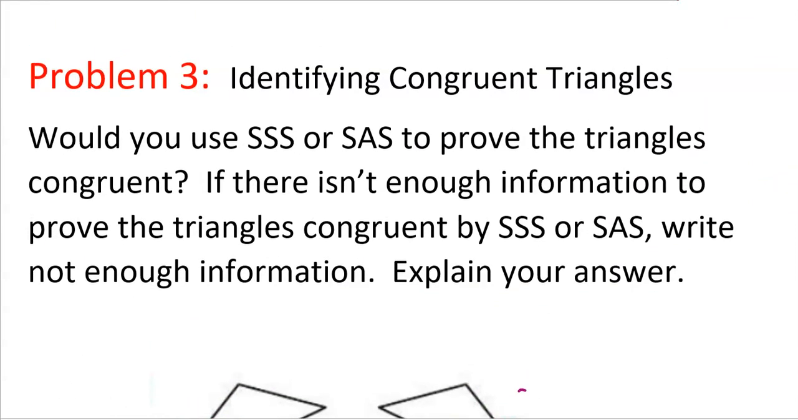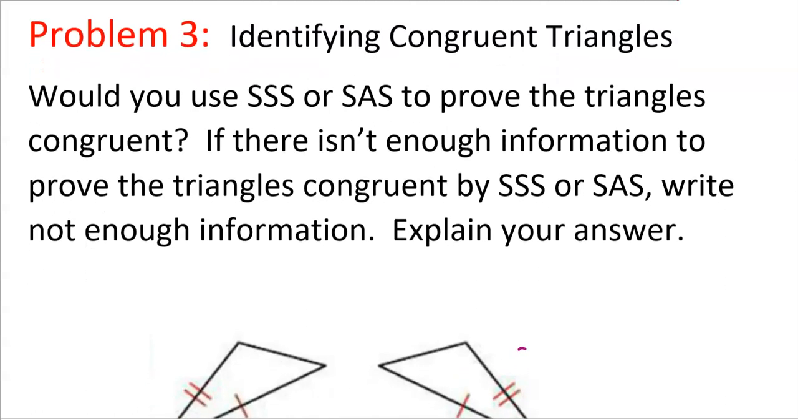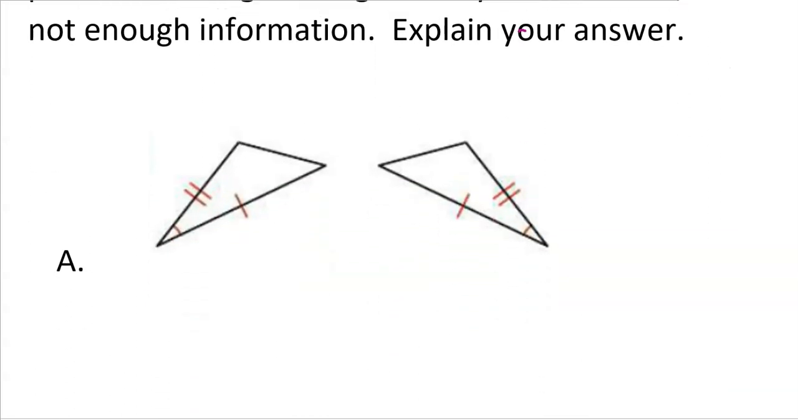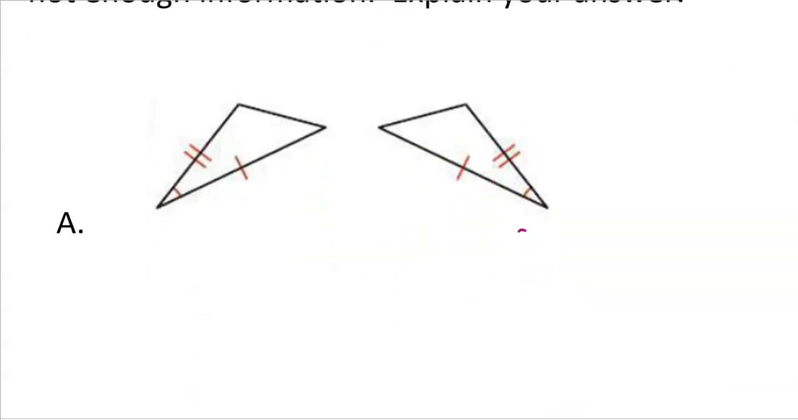Okay. Would you use side, side, side, or side angle side to prove the triangles congruent? If there isn't enough information to prove them this way, write not enough information. Explain your answer. So with the first set, when we're looking at it, do we have all three sides? They're not touching each other so that we don't have a reflexive thing. So it's not an automatic. So it is not side, side, side.